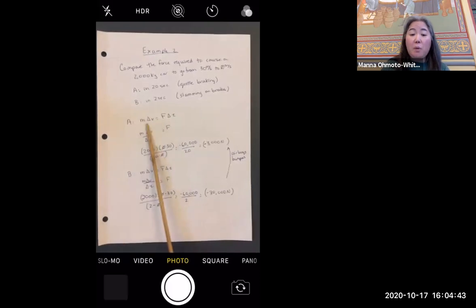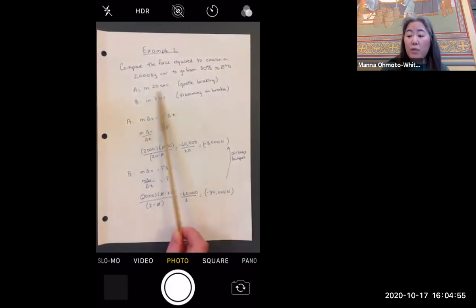So my change in momentum is going to be m delta v, which is going to be 2,000 times 0 minus 30. And at the bottom, I have to do change in t because I'm actually applying it over 20 seconds or 2 seconds, right? So I have a change in t. I put my two equations together, so change in momentum is equal to impulse.